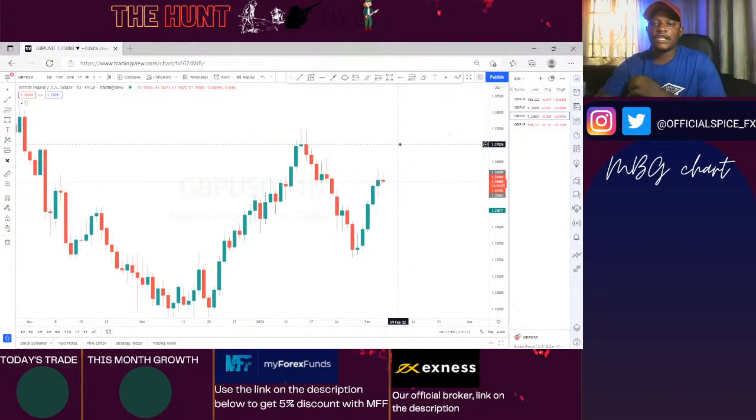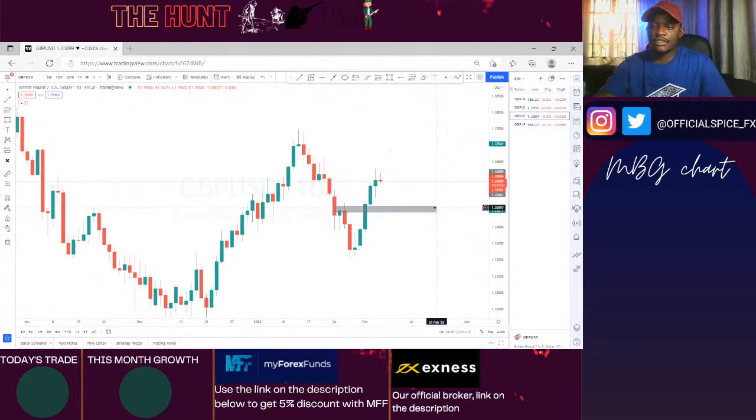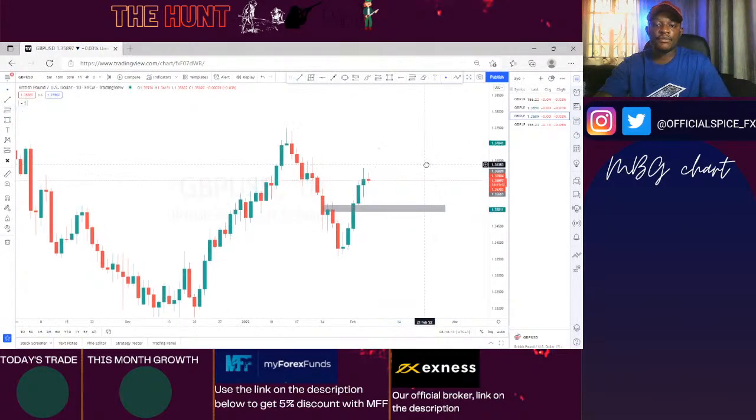So that's the first thing I look at. If I see something like this, I easily know what could possibly happen for the day. The next thing I want to do right now is to mark the recent zones. Guys, don't forget, recent zones are very, very important.